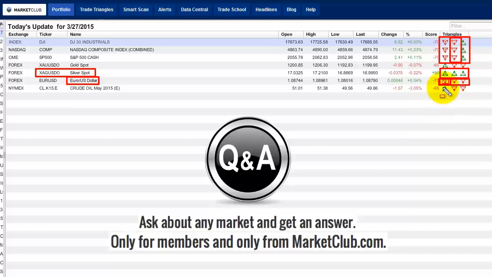Now here's a conflict right here. When you have a daily trade triangle, which is right here, the green one, and then you have a weekly that's red. Now this is crude oil. This is how we trade the crude oil. This is the May contract. So you have short-term trend up, intermediate-term trend down. Out of the market. You should not have a position in crude oil right now.